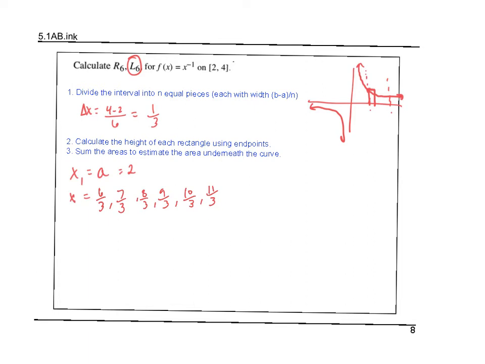I would need the corresponding y's, which would be the heights. So the corresponding y's, I just make a quick table like this. My function, that's where they always come from, is x to the negative 1. So if I take 6/3 and I evaluate it by adding a -1 exponent, it's going to flip it. So my y's just become the reciprocals for all of these.